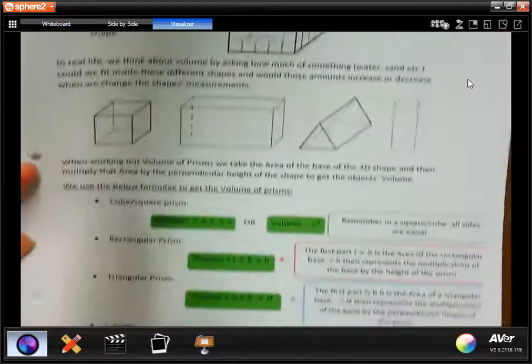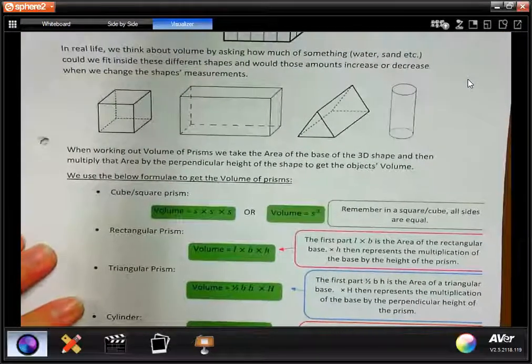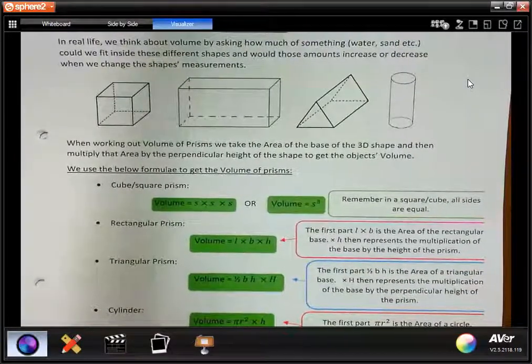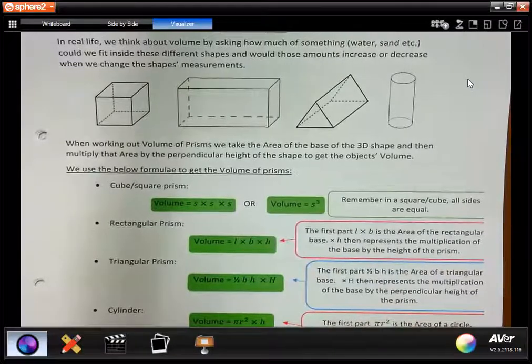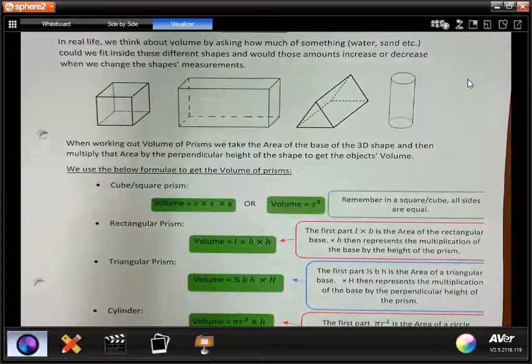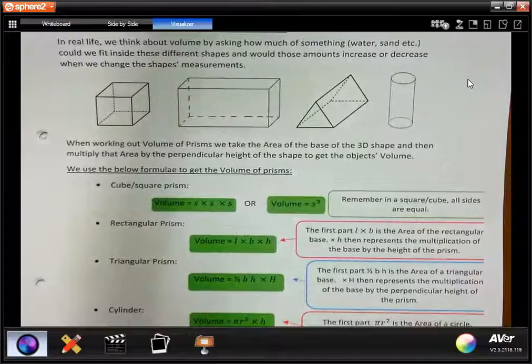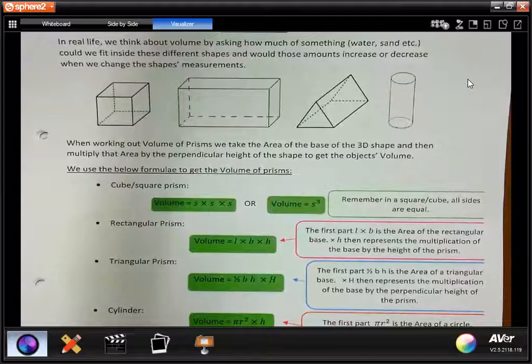Okay, they say there that in real life, we think about volume by asking how much of something like water, sand, air, etc. could we fit inside these different shapes, and would those amounts increase or decrease when we change the shape's measurement? We're going to talk about that later on, all right? But do we understand the concept of volume? It's what goes inside, or what can fit inside the shape, all right? Total surface area is outside, volume is on the inside.